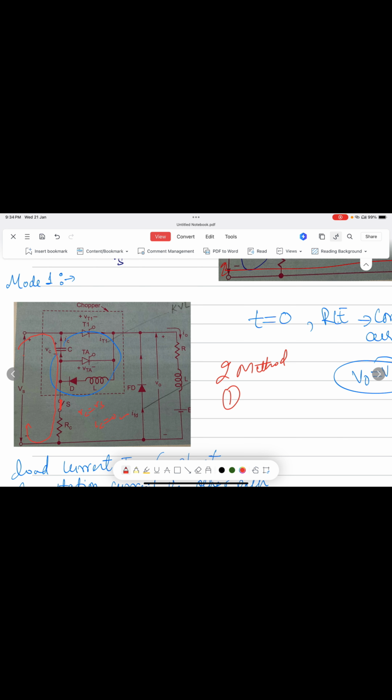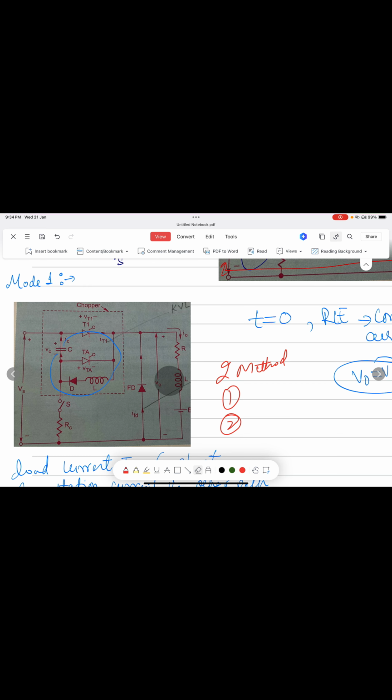Another method to charge this capacitor is to trigger the auxiliary thyristor TA. When we trigger it on, it behaves like a short. So the supply current flows through this capacitor, starts charging it, then flows through the auxiliary thyristor, then through the load RLE, and then goes to the back path. So there are two methods of charging the capacitor initially.